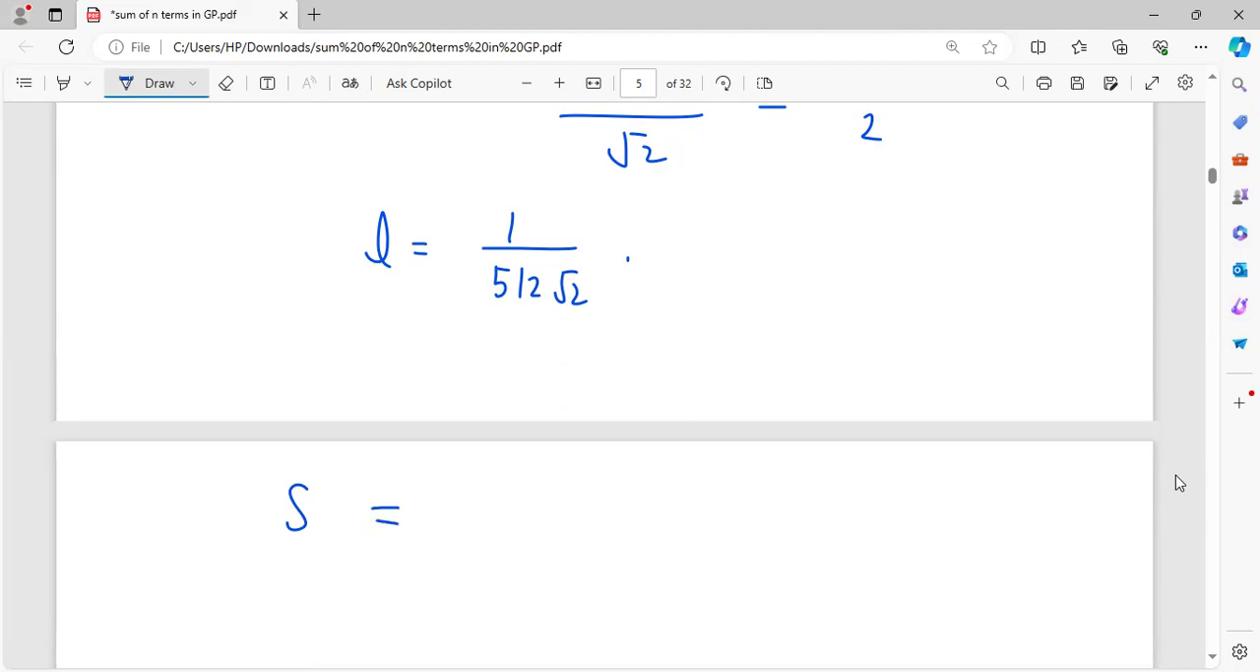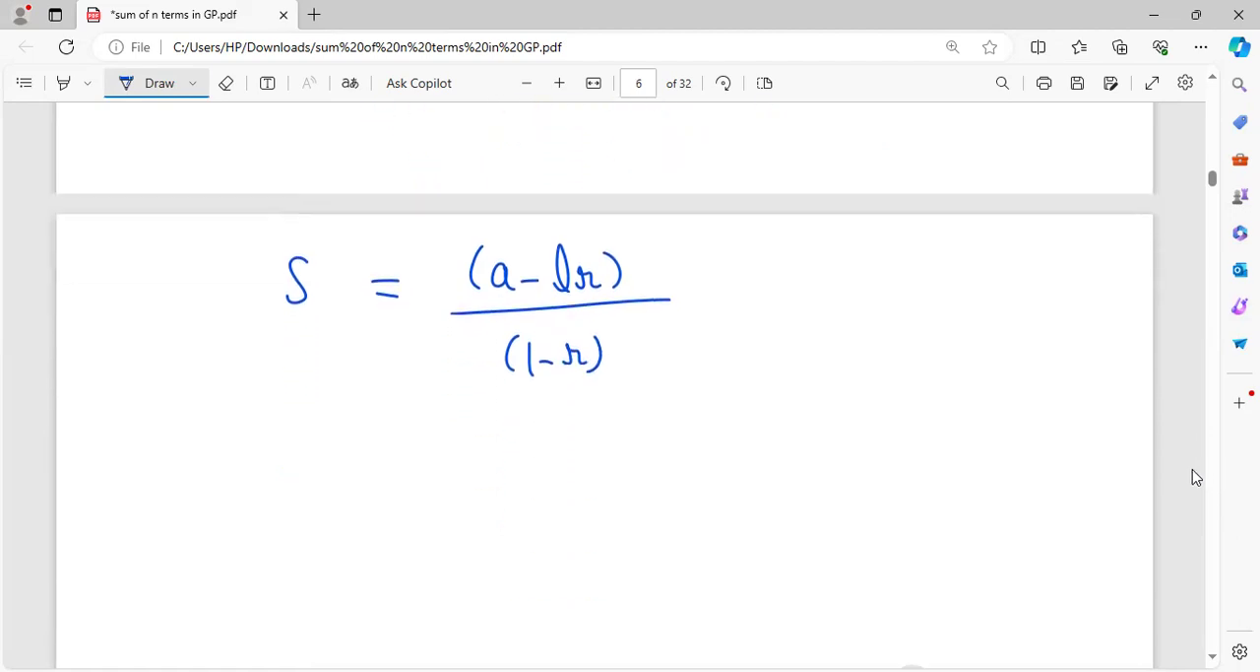This is nothing but S is equal to (A minus LR) upon (1 minus r). Okay. So A is 1 under root 2, L is 512 into under root 2, and what is r? 1 upon 2.